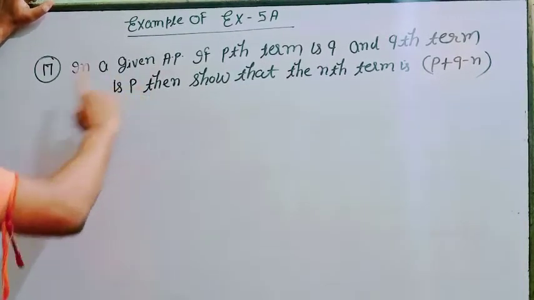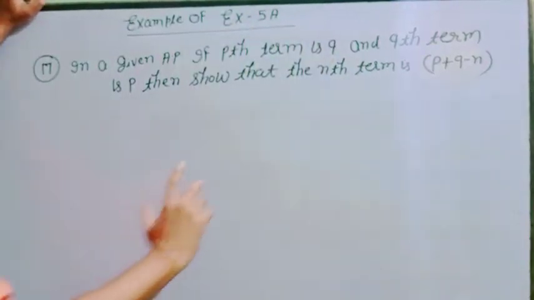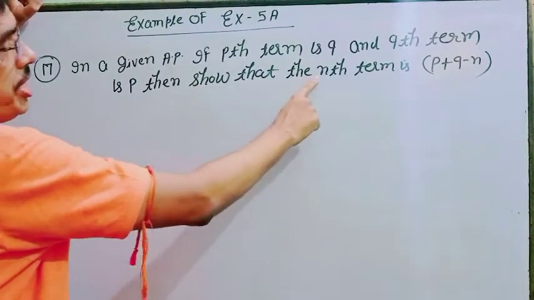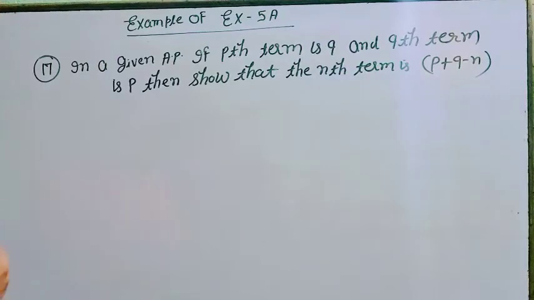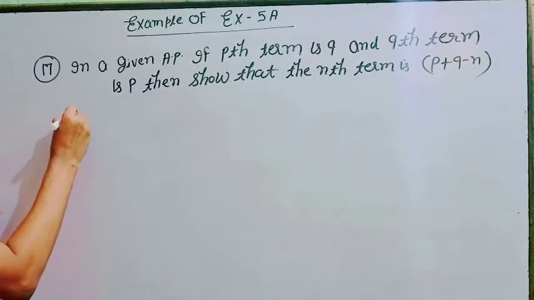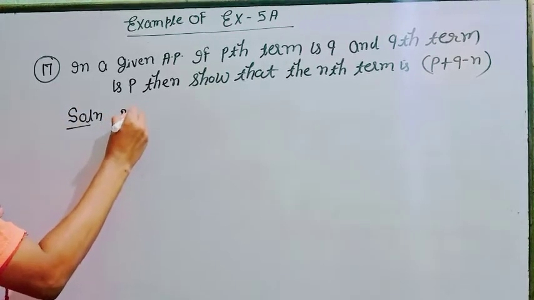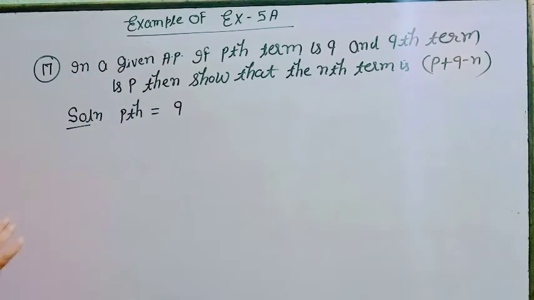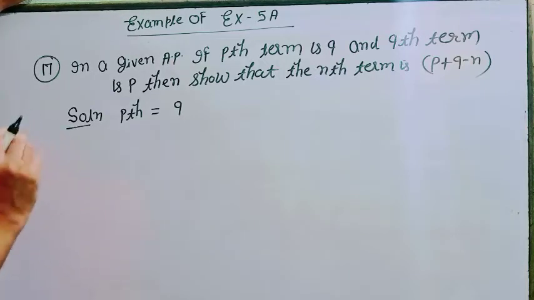Now see question number 17. In a given AP, if the pth term is q and the qth term is p, then show that the nth term is p plus q minus n. There are two conditions given in this question, dear student. First, it is given that the pth term is q and it is in AP. So a and d are constant in both. Suppose a is the first term and d is the common difference.